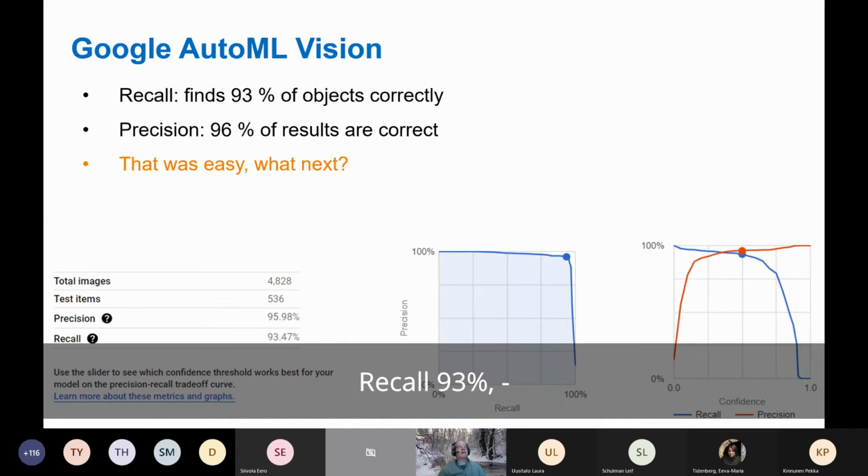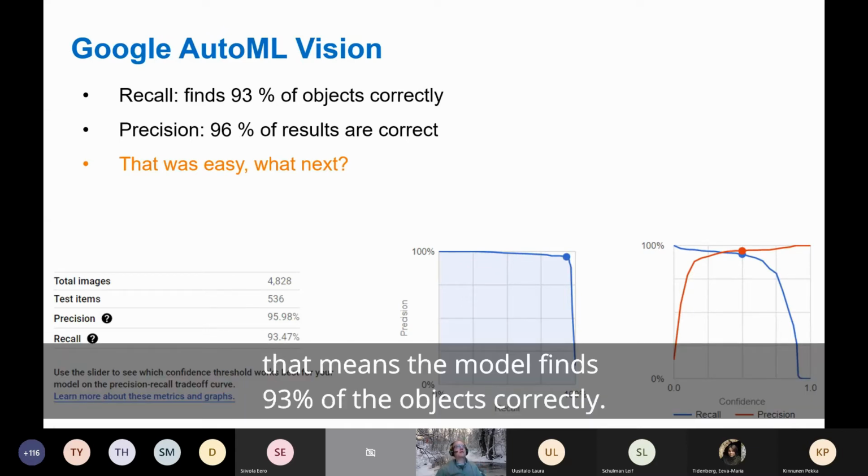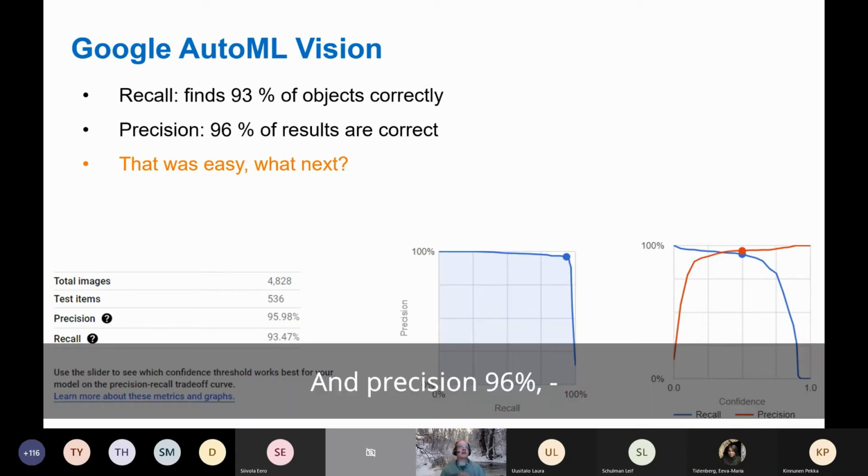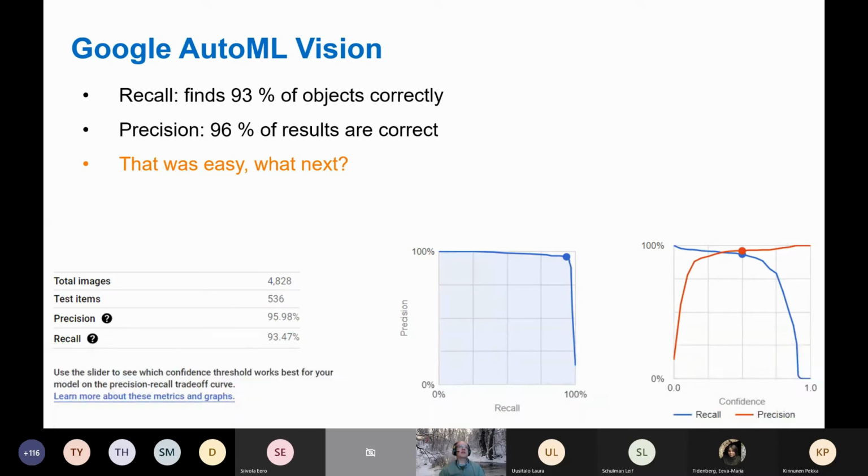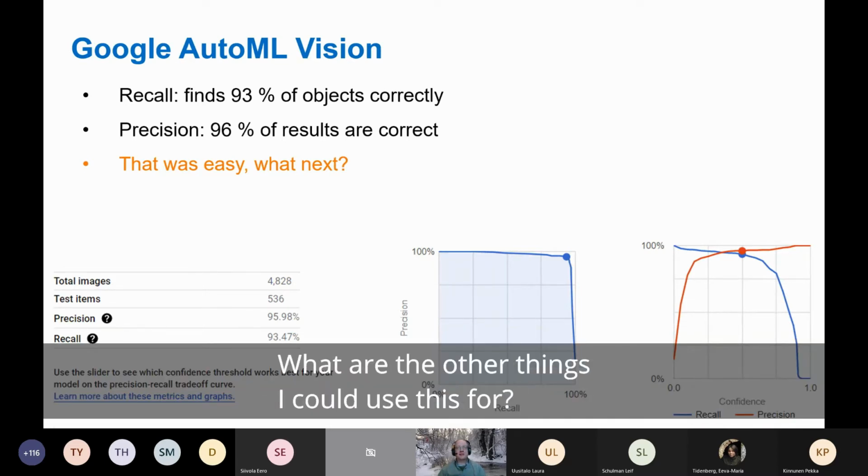Recall 93%. That means that the model finds 93% of the objects correctly, and precision 96%. 96% of the results are correct. So that was easy. What's next? What are the other things that I could use this for?